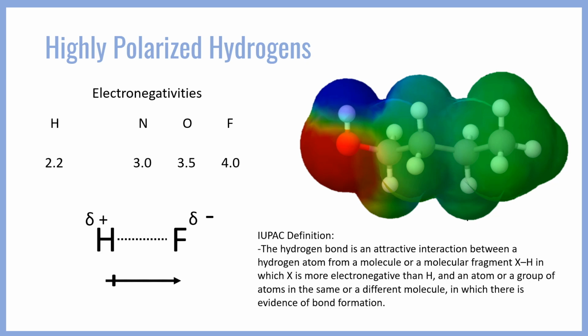Now, I thought it would be nice to go ahead and finish up here by looking at the formal definition of hydrogen bonding, that is the IUPAC definition, that a hydrogen bond is an attractive interaction between a hydrogen atom from a molecule or molecular fragment XH, in which X is more electronegative than H, and an atom or a group of atoms in the same or a different molecule in which there's evidence of a bond formation. To sum it up, basically, hydrogen bonds occur when a hydrogen is bonded to an electronegative atom and forms some sort of bond with another molecule.